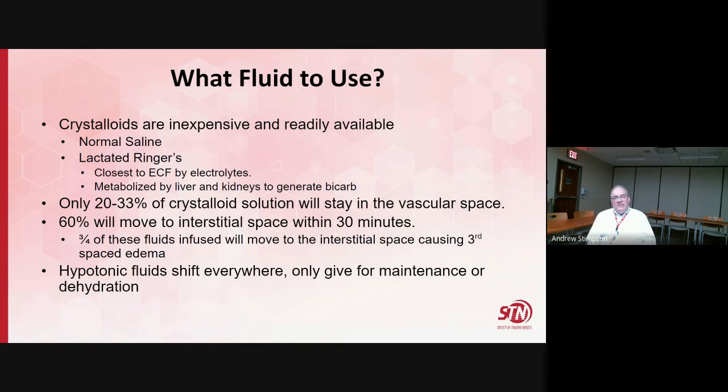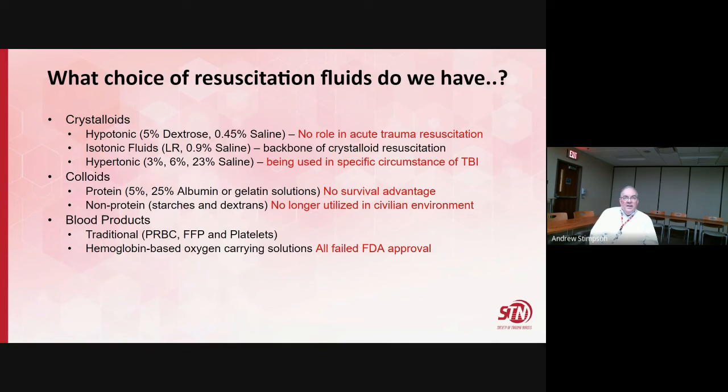So again, when we give large volumes of fluid like we did 20 years ago, that all goes into the interstitial space and causes some cellular dysfunction, et cetera. Hypotonic fluids, all of it goes into the intravascular space. So we really don't like to use those. So just what fluids? Hypotonic fluid would be D5 or quarter normal or half normal saline, has no role in acute trauma resuscitation.